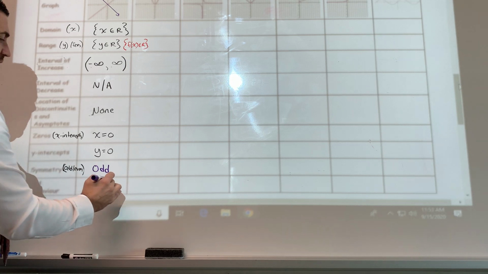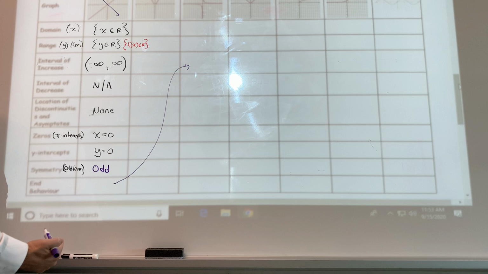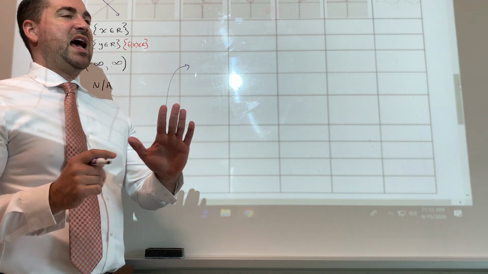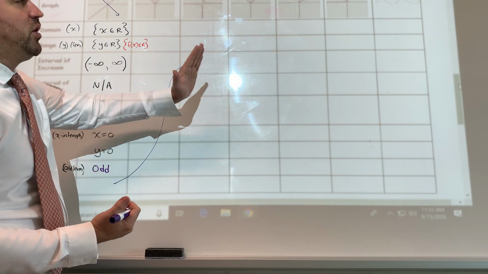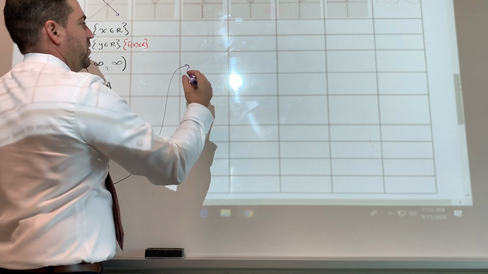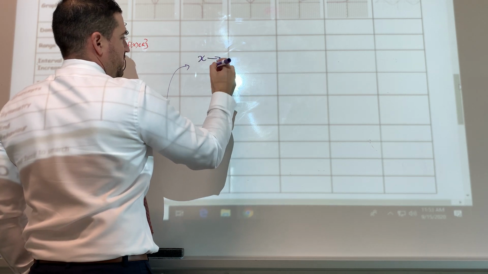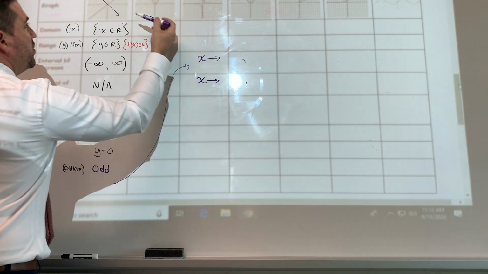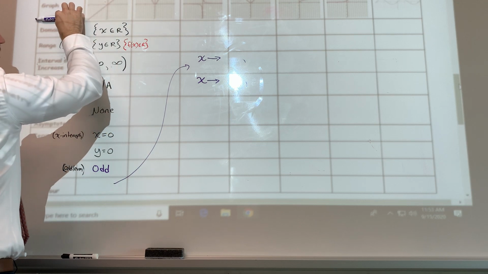Now end behavior, and I'm just going to write it up here because I know where the camera is, it's low. You need two end behaviors. You want to know what's happening to the negative part and the positive part of the graph, or left of the graph and right of the graph. The question is, when x approaches, if I keep going, this graph keeps going more and more negative on the x's.